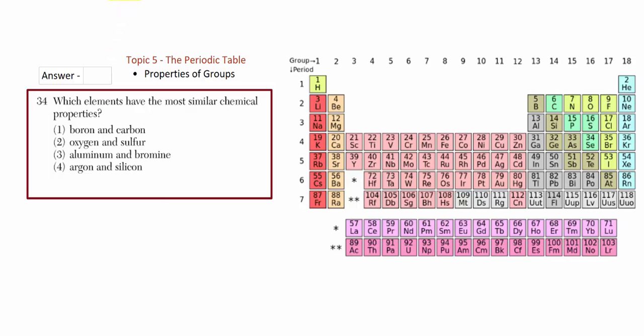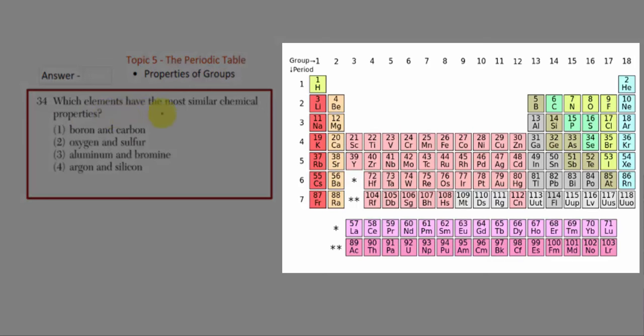Question 34. Which elements have the most similar chemical properties? We're given various pairs of atoms here, and we're asked which pair of elements is going to have the most similar chemical properties. Well, hopefully you recall from your study of the periodic table that elements found in the same group on the periodic table are going to have the closest similarity in their chemical properties due to their electron configurations. So we're looking for a pair of atoms that occupy the same column on the periodic table.